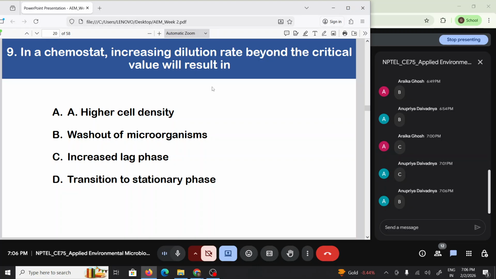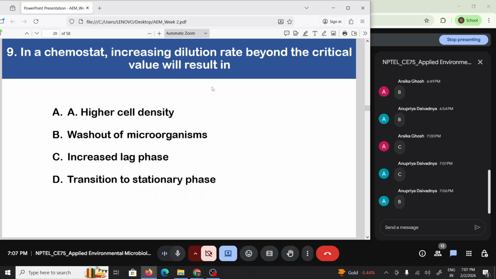reactor, and this we use for continuous microbial cultures. So we have batch process, semi batch process, and continuous process. In batch process, what we do is we just have substrate in a reactor, and we add the inoculum to it, and we allow it to grow and produce some product that we intend to produce.